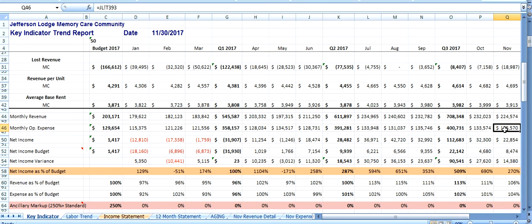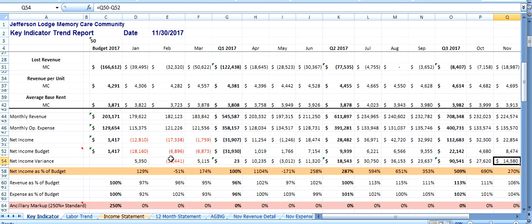That was my monthly revenue. This is how much it costs to run my community. That's what's left over, the net income. This is my budgeted net income. This is what my goal was. I wanted to make 8,000, made 22, which means I was 14,000 to the good.